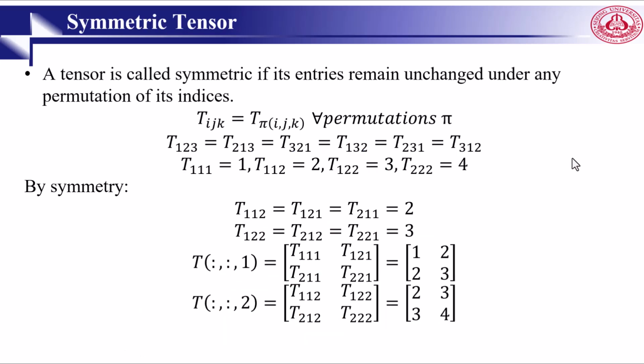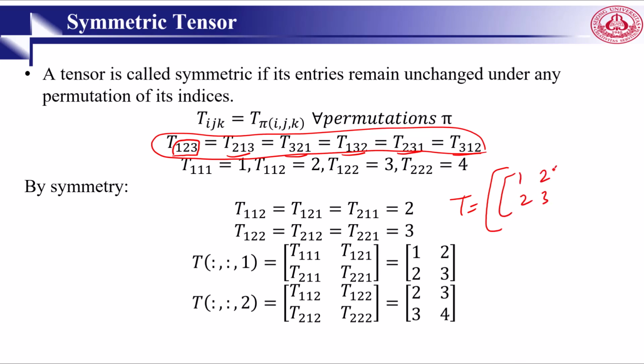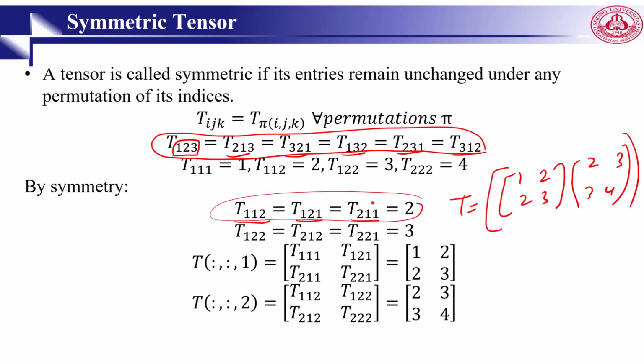Then we go to symmetric tensors. A symmetric tensor is a kind of multi-dimensional array in which entries remain invariant under any permutation of its indices. So what is permutation? When we have 1, 2, 3, a combination of 1, 2, and 3, like 2, 1, 3, 3, 2, 1, 1, 3, 2, 2, 3, 1, these should all be the same, right? In this tensor, T is equal to 1, 2, 2, 3, and 2, 3, 3, 4. What we see here as the permutation, T112, T121, and T211, are all the same permutation.